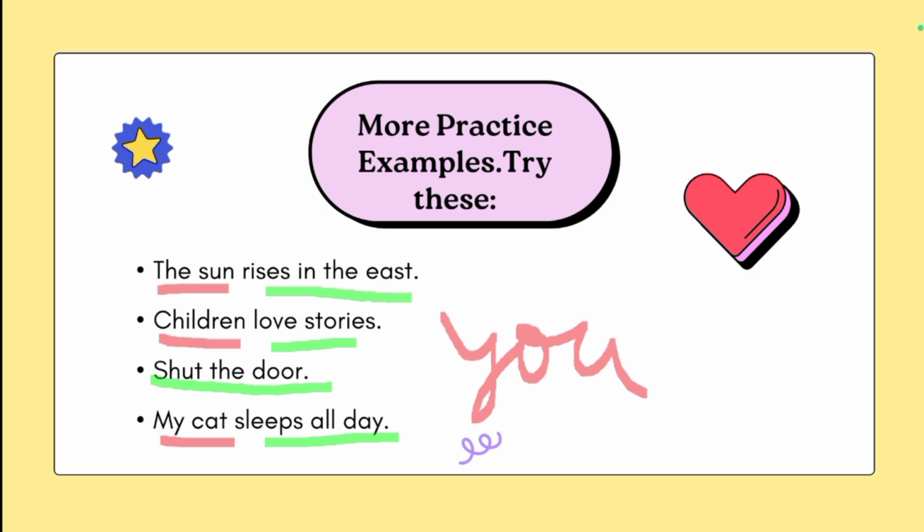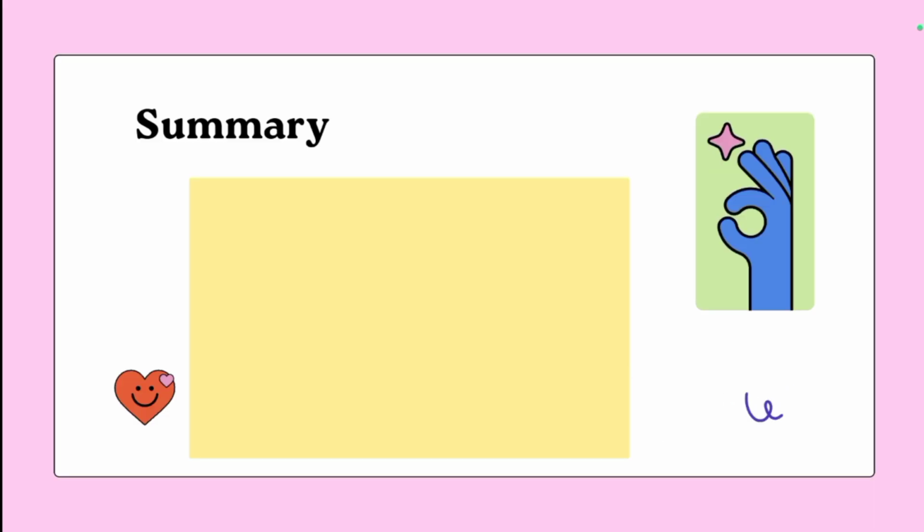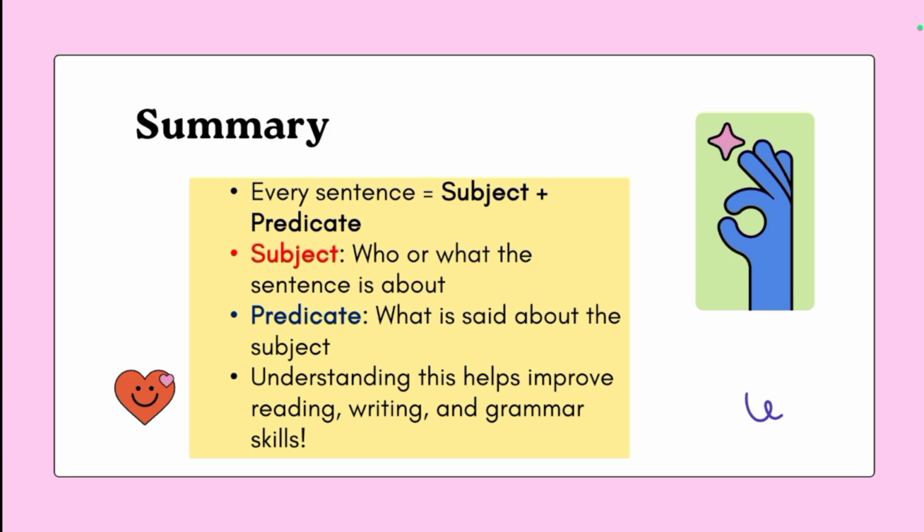Always remember, the subject answers the question of what or who. And the predicate tells us what the subject is performing or what is being told about the subject. So what did we understand in this video? Let's summarize quickly. We understood that every sentence is made of a subject and a predicate.